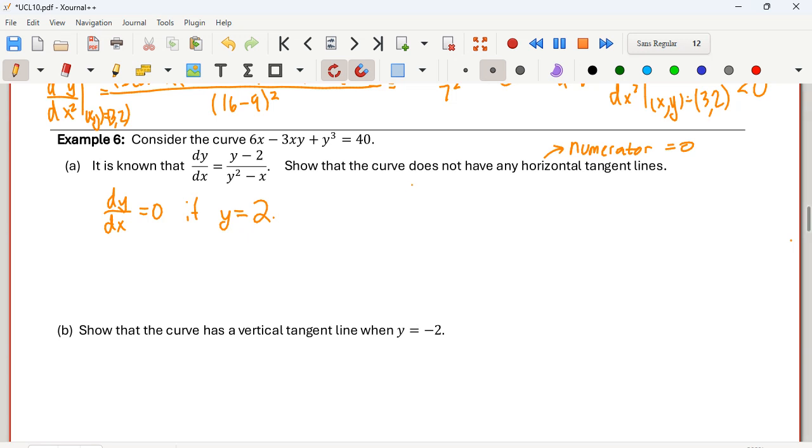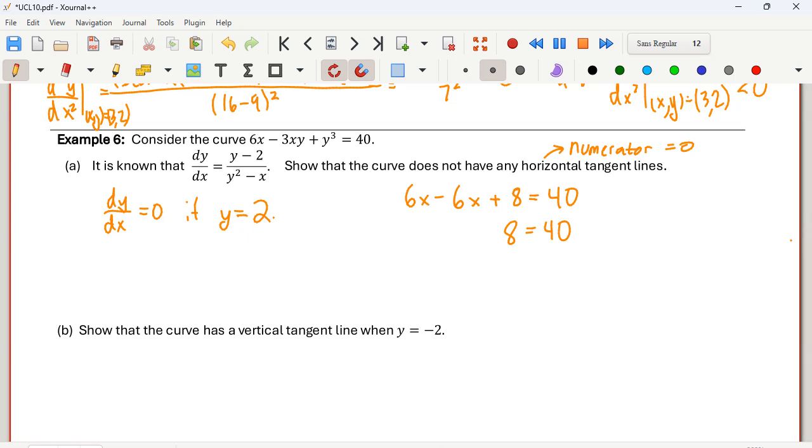So we end up with 6x minus 3xy. So I'm going to write minus 6x. This is a really easy one. Plus y cubed. So that's going to be 8 equals 40. Right. So then you end up with 8 equals 40. And that's enough to tell you that there are no solutions, there are no points on this curve where y equals 2.